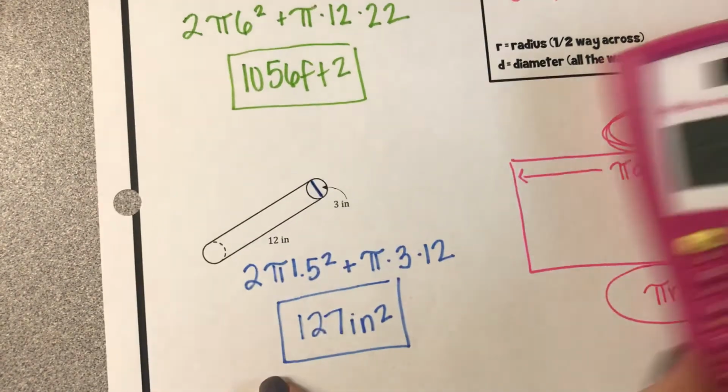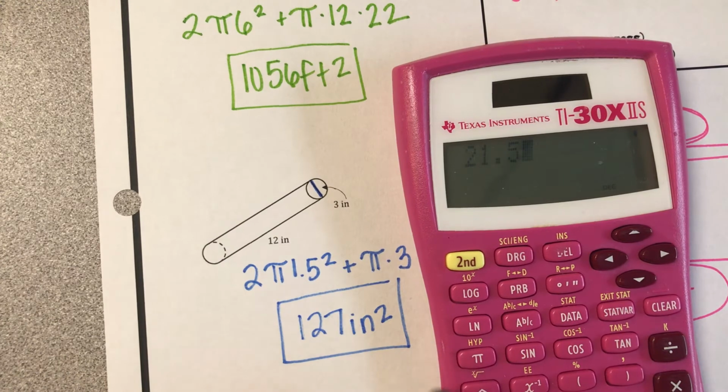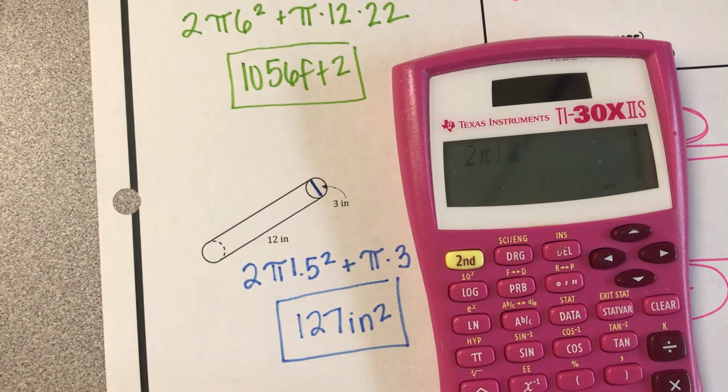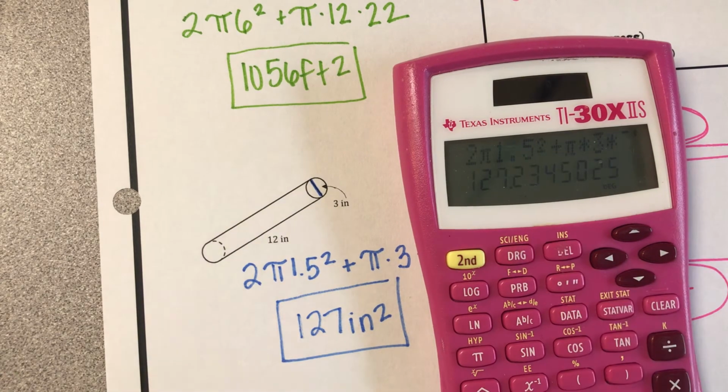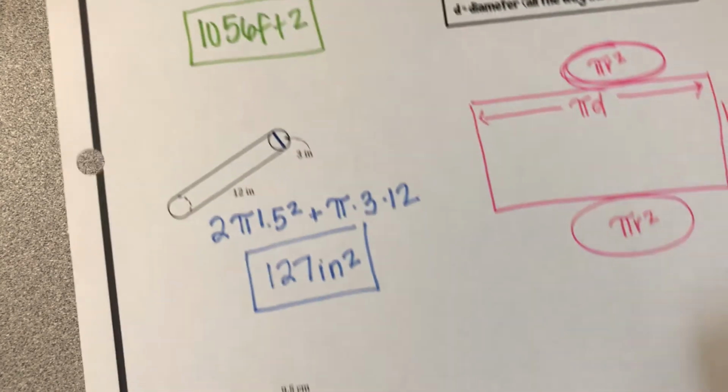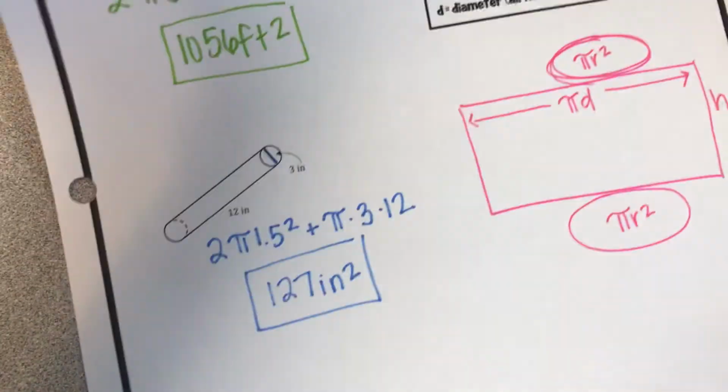Okay, I'm going to type it in one more time. 2 pi 1.5 squared plus pi times diameter times height. Perfect. Again, most of y'all know what you're doing, but run into problems if you mistype a number or something, and that's a bummer. So it's always worth it to type it in 2 times.